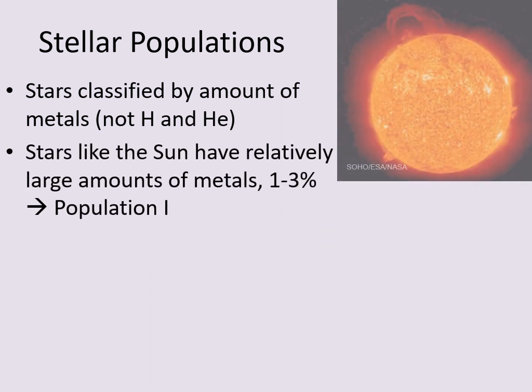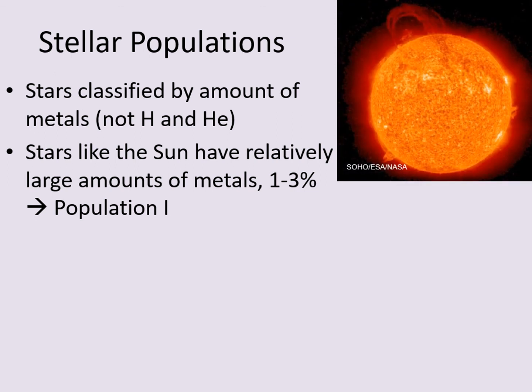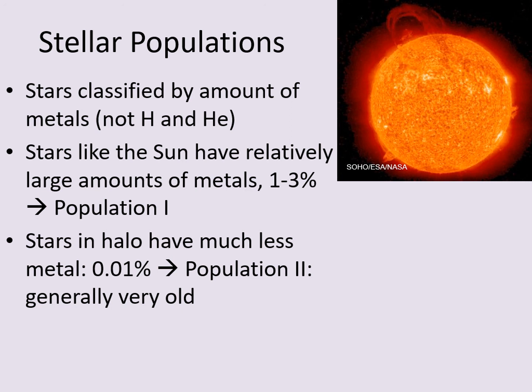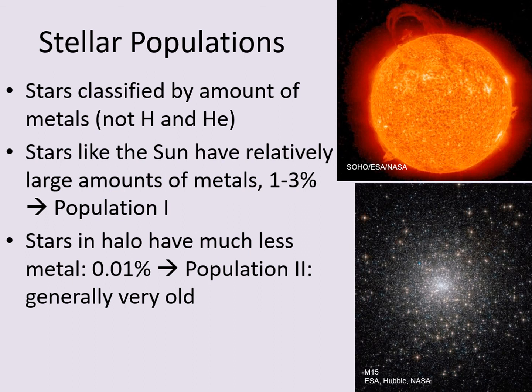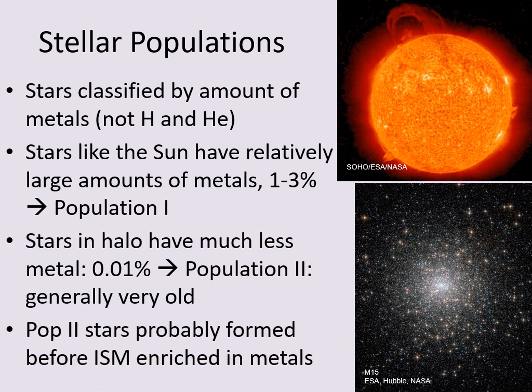The Sun and most of the stars around it are described as population 1 stars. These stars have relatively large amounts of metal in their spectra, typically 1 to 3% of the star's composition. On the other hand, some stars have only 0.1% metals. These are called population 2. Population 2 stars are generally among the oldest stars in our galaxy, and we tend to find them where we find older stellar populations, like globular clusters, and in the galactic halo. It's likely that population 2 stars formed early in the galaxy's history, before many metals had been created in stars.